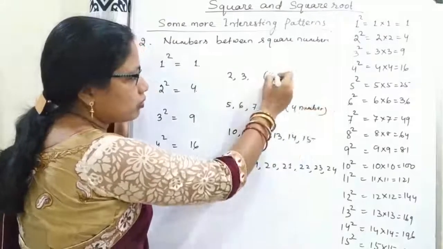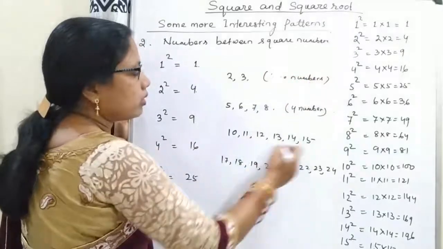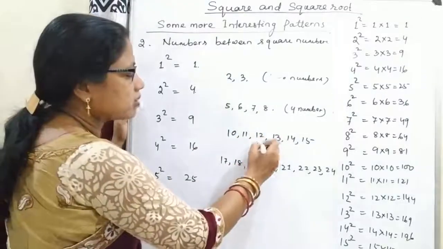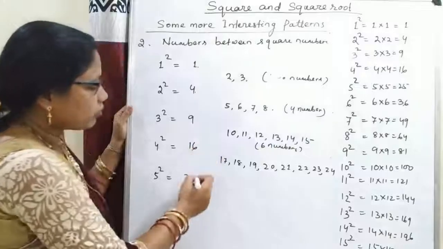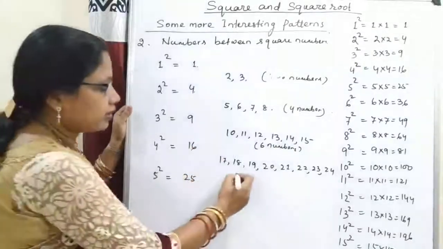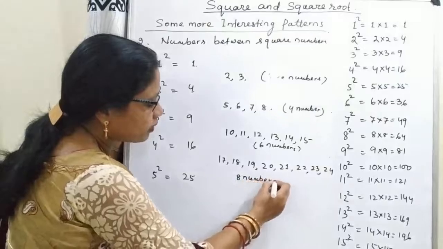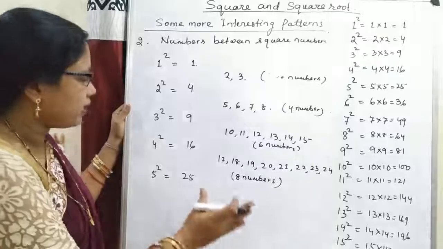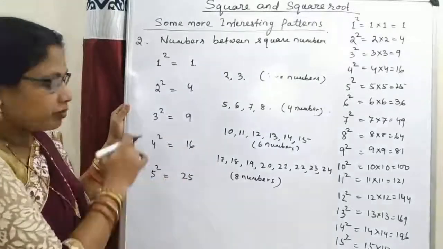So here 2 numbers. So in between 9 and 16 there are 6 numbers. And in between 16 and 25 there are 8 numbers. So how will we find how many numbers are there in between the squares of two consecutive numbers?